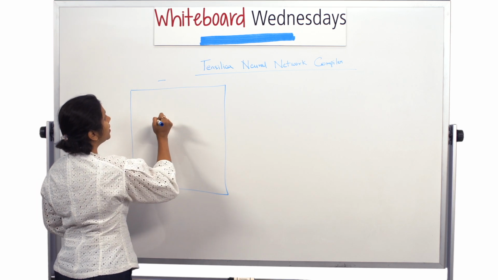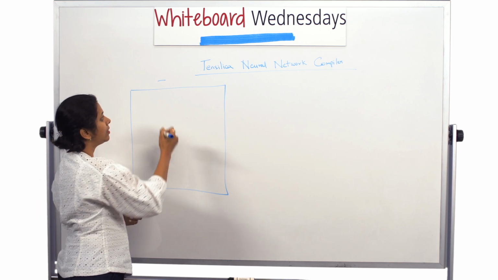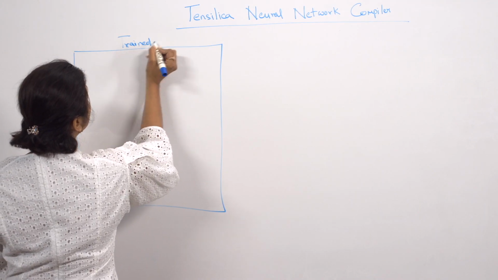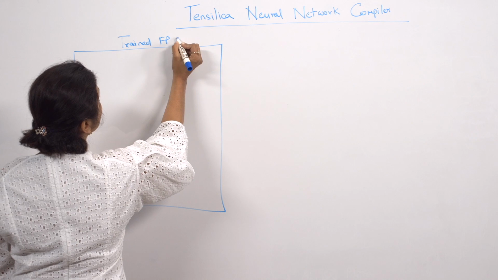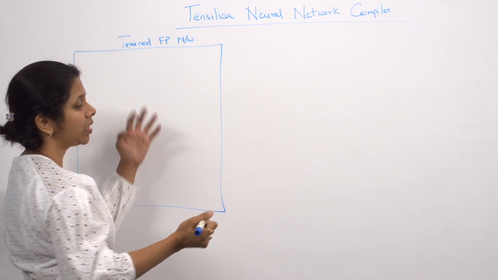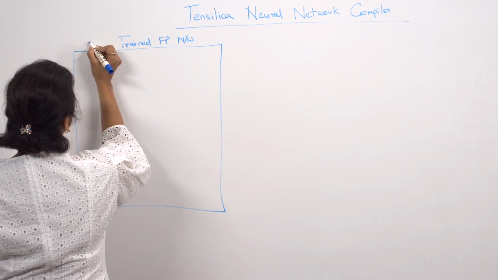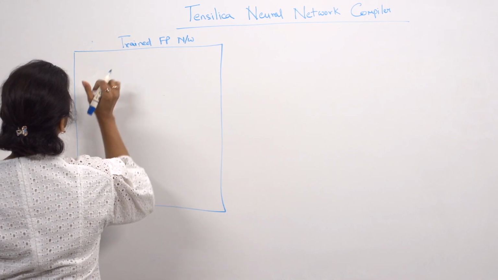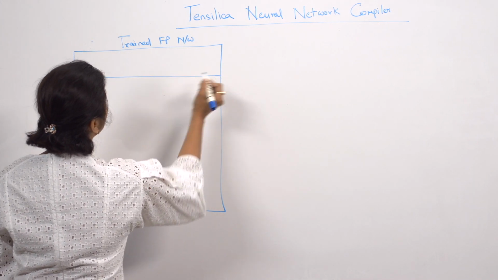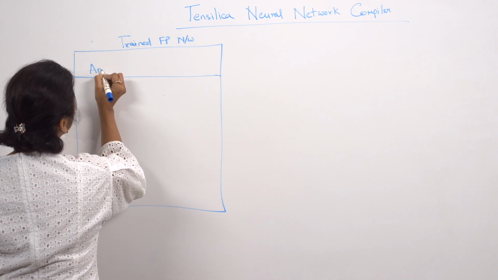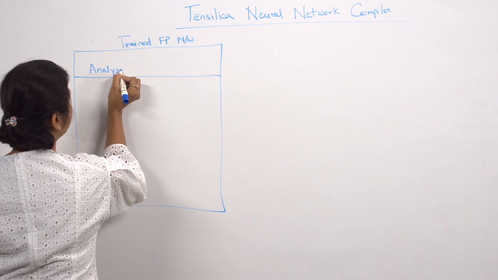So Tensilica Neural Network Compiler needs a trained floating point network. These trained floating point networks can come from Caffe or TensorFlow-like frameworks. And once these 32-bit trained floating point networks come, the first stage inside our neural network compiler is the analyzer and the quantizer.